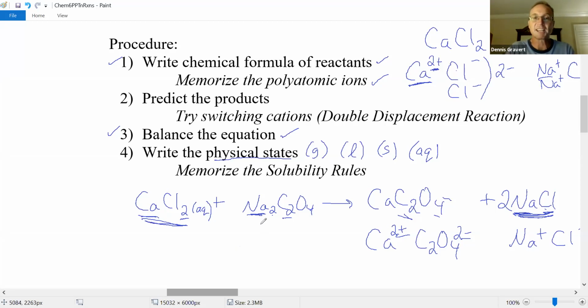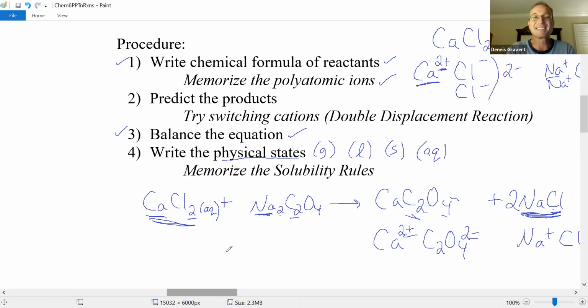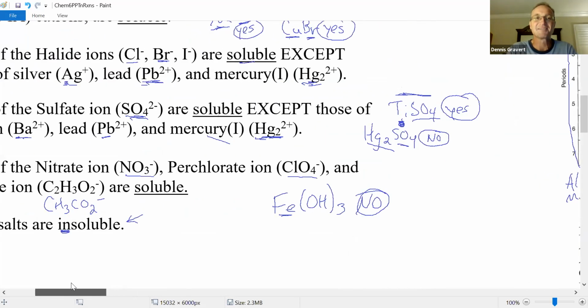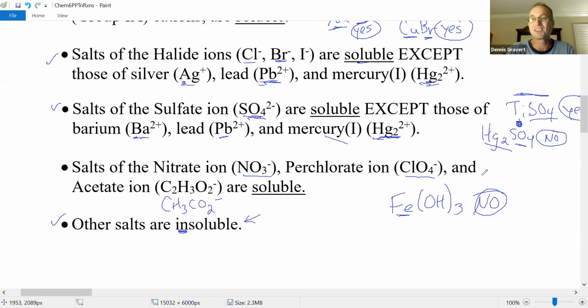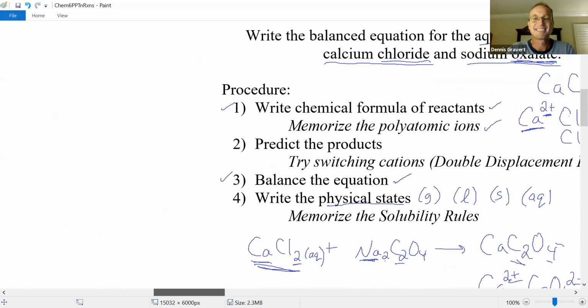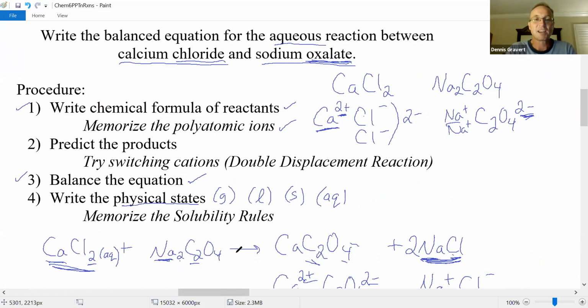How about sodium oxalate? Well, sodium's in the first column. It's an alkali metal. Yep, there's sodium. And that's our first guideline: salts of the ammonium ion and of the alkali metals should be soluble. Nice. So we can put an AQ on the sodium oxalate.